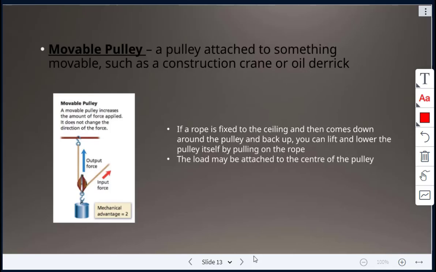This is an example of a movable pulley. This time a pulley is attached to something that's movable, such as a construction crane or an oil derrick. This type of movable pulley increases the amount of force applied. It does not change the direction of the force. If a rope is fixed to the ceiling, then it comes down around the pulley and back up, you can lift and lower the pulley itself by pulling on the rope. And then the load may be attached to the center of the pulley. So here is the load, center of the pulley.